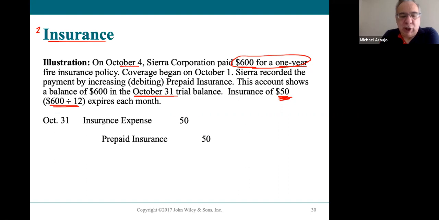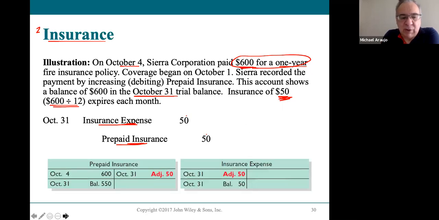Okay. And it looks like this. It's a debit to insurance expense, debit. Prepaid insurance is an asset, credit. So again, that's recognizing the expense, which again, expenses are on the income statement, which is the very first statement we do. That has to be accurate. That's why we're going through this adjustment. And of course, we lower the value of prepaid insurance because we've used it. Our insurance policy is no longer worth $600. It's only worth $550.